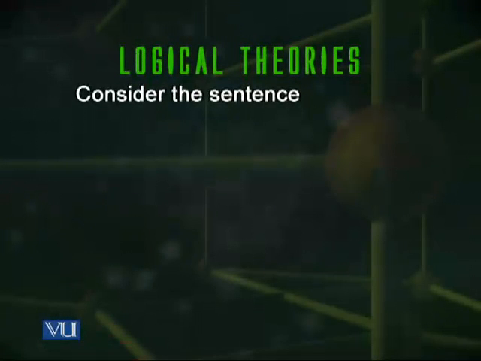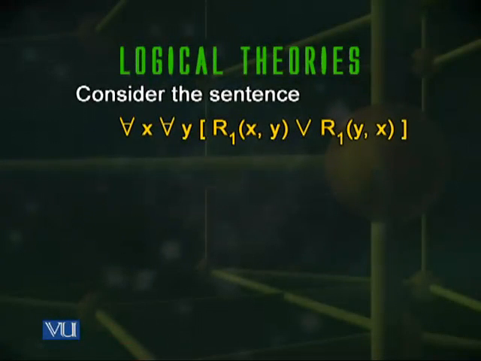So what we are going to do now is look at a few models and sentences and see what we are trying to do. Let's consider the sentence for all x, for all y, R1 of xy or R1 of yx. As you see, this formula is nothing but syntax. It's just a syntactically correctly written formula and it has no meaning. Once I tell you what is the universe for x and y, this formula will start making more sense.